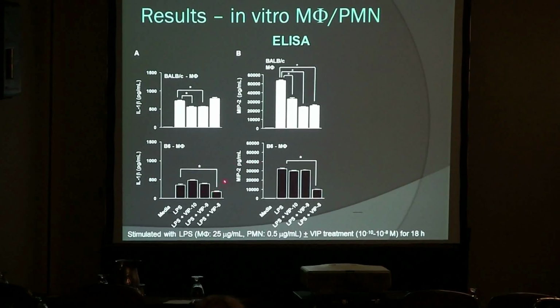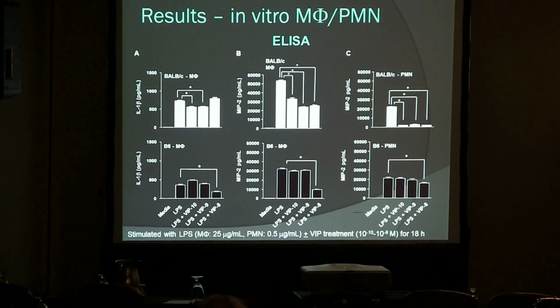But if you see here, VIP was able to dampen that effect in BALB/c animals, but if you look at B6, it was also able to dampen the effect, but only at the highest concentration that we tested. And this similar trend was observed when we looked at PMNs and MIP2 expression.